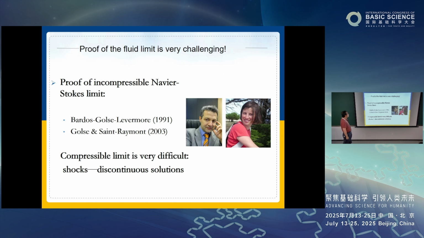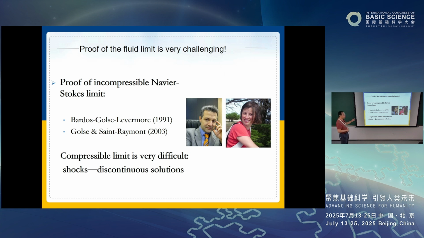Okay, incompressible. The program of proving this fluid dynamics from Boltzmann started in the early 90s. This French school, Claude Bardos, François Golse, David Levermore was my and Peter's advisor. So they started this when I was in Arizona. We were both PhD students in Arizona. And this finally, for the incompressible limit, was completely solved by François Golse and Laure Saint-Raymond. Saint-Raymond was François' PhD student.